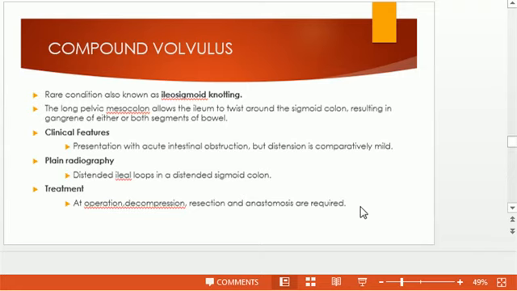Clinical feature of compound volvulus: obviously these patients present with acute intestinal obstruction, but here distension is comparatively mild. Both the large gut and the small gut are involved. On plain X-ray abdomen, you can see distended ileal loops along with a distended sigmoid colon. Treatment is obviously surgery. At operation, if the gut is viable, we try to decompress. But if the gut is ischemic or gangrenous, we have to do resection, and anastomosis is then required.